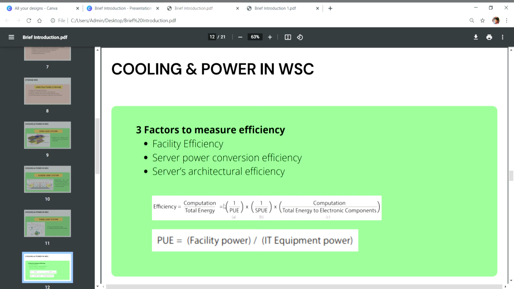Shown on the screen right now is the equation to calculate the efficiency, the PUE. PUE stands for power usage effectiveness. It says that the PUE must be greater than 1. So the bigger the PUE, the less efficient the WSC. This is what the study has found in the paper, which I will put in the reference in the report.